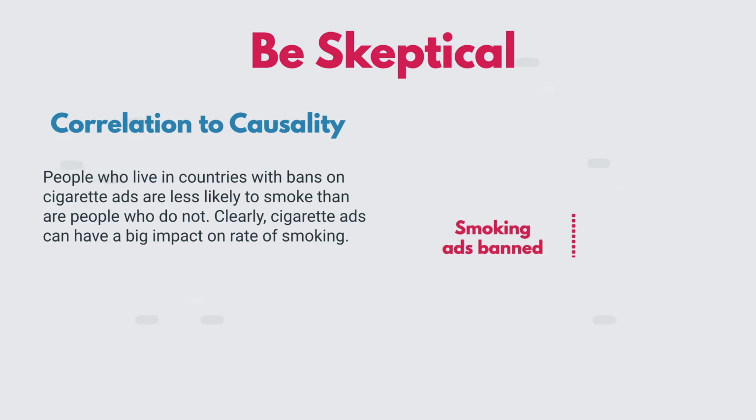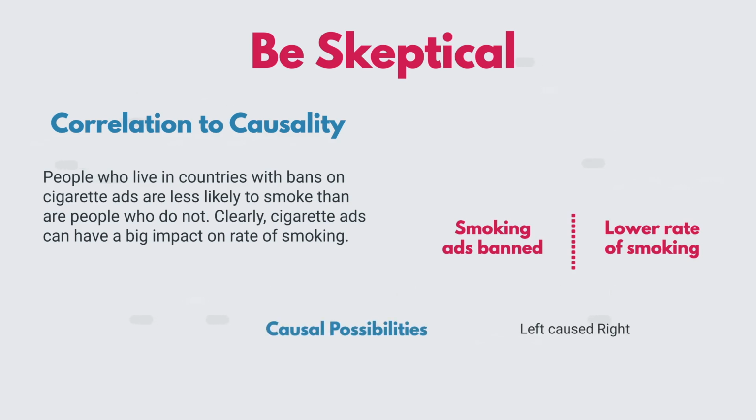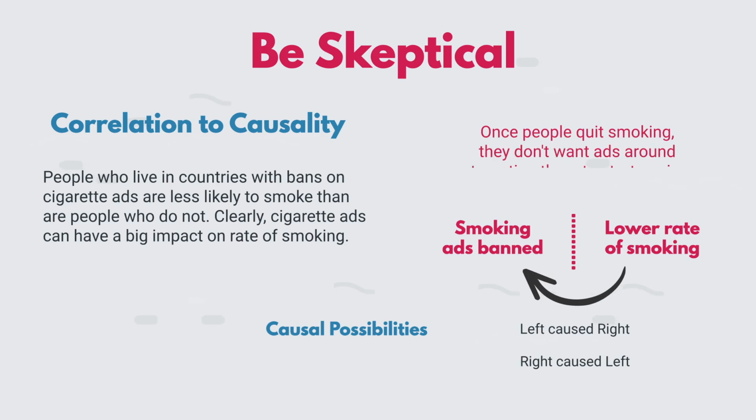And it's just saying, all right, there's some association between banned smoking ads and lower rate of smoking. One causal possibility is that the left causes the right, and that's what the author is saying, that the ban on cigarette ads led to the lower rate of smoking. But another possibility could be the right caused the left. Maybe the lower rate of smoking came first, and once people quit smoking, it's like, hey, I don't want to see those advertisements tempting me.